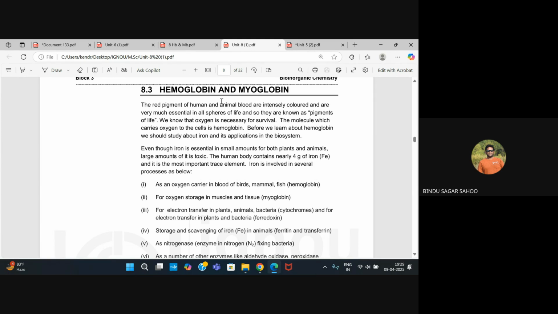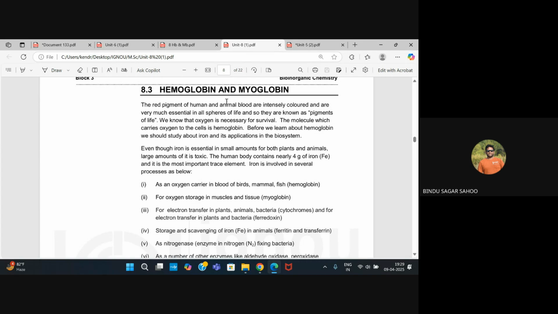Whether it is hemoglobin or myoglobin, iron is present in its chemical formula. That means iron is essential in the coloring of blood, and it is also essential in other activities. The different types of pigments in which iron is present, we can discuss one by one. Today we will discuss hemoglobin and myoglobin. The role of hemoglobin is oxygen carrier, and the role of myoglobin is oxygen storage.